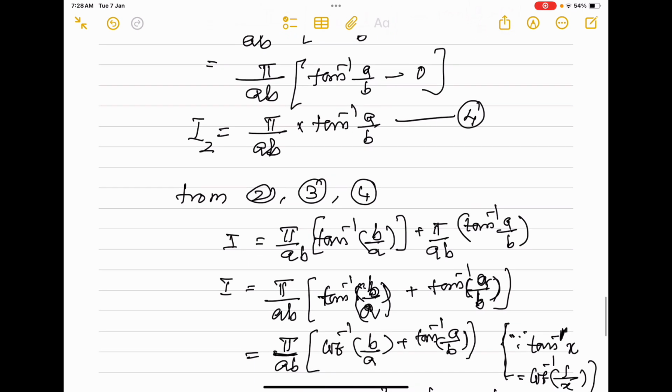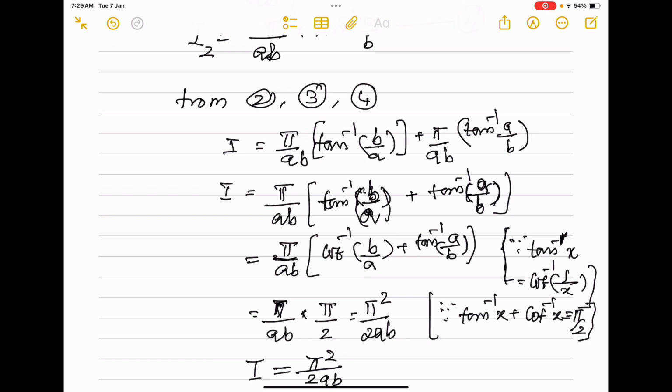From 2, 3, 4, I equal to pi by ab into tan inverse b by a plus pi by ab tan inverse a by b. I equal to pi by ab, taking outside, tan inverse b by a plus tan inverse a by b. That's equal to pi by ab into cot inverse b by a plus tan inverse a by b. That is, tan inverse x equal to cot inverse 1 by x. So we want to reach the result.